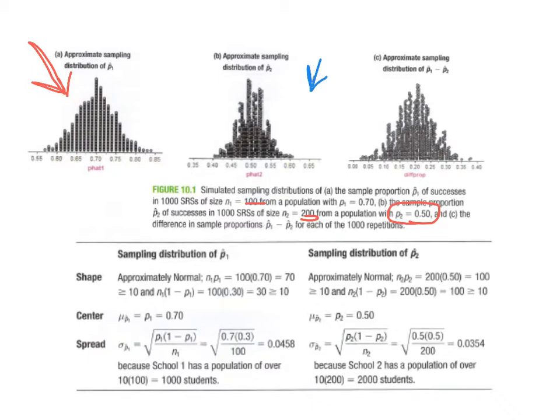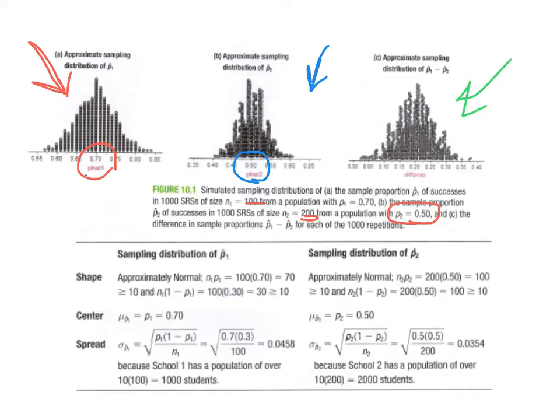For our second school, P was 0.5, and you'll notice the mean centers around the P value. Then they took a sampling distribution of P1 minus P2, the difference between the two, which is our third graph.